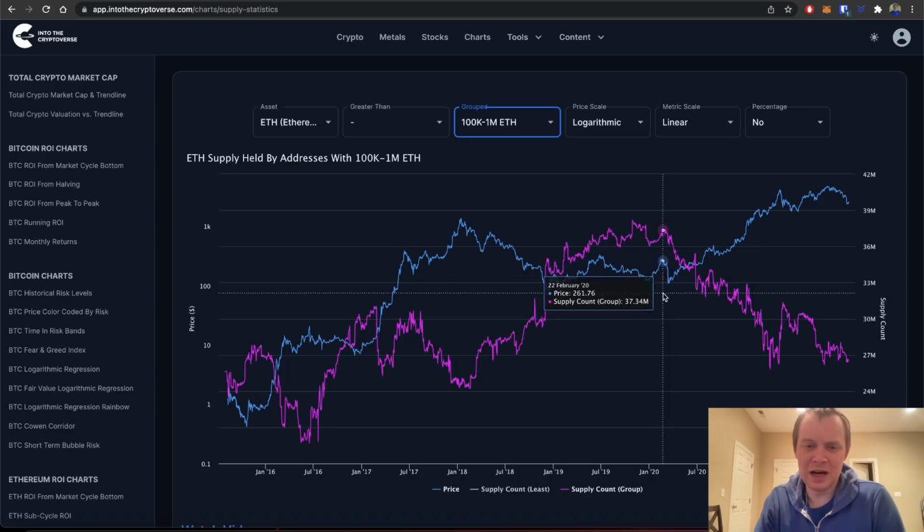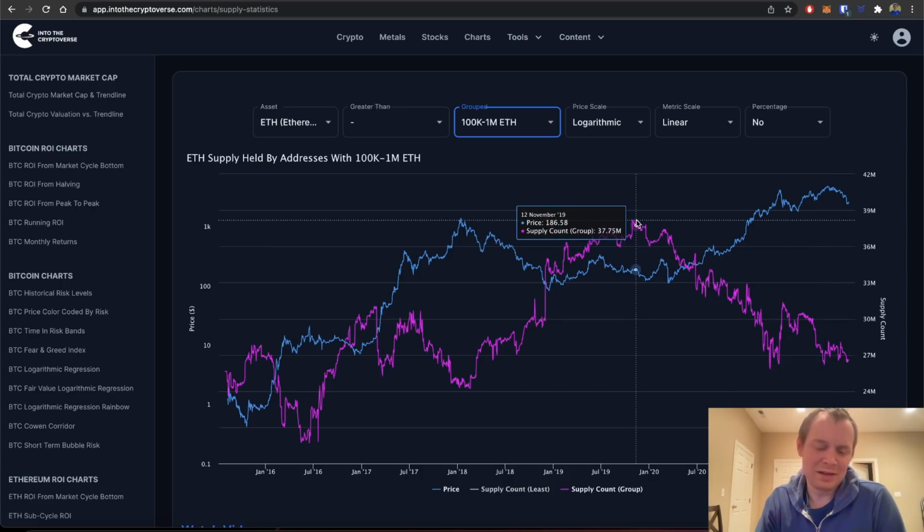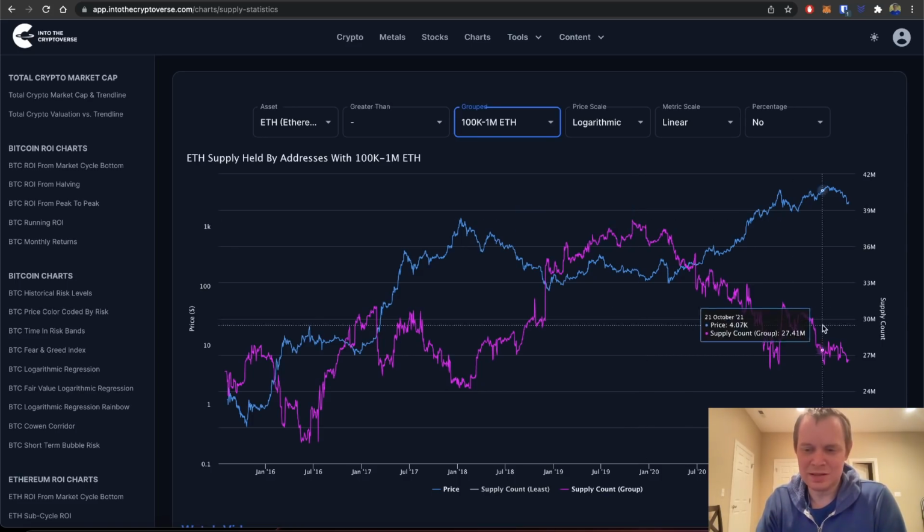And then if you look at 100,000 to a million ETH, you can basically just see it's been in full decline since the end of 2019, which I think makes sense. I mean, it's certainly going to be harder and harder for entities to hold between 100,000 to 1 million Ether with the price as high as it is.